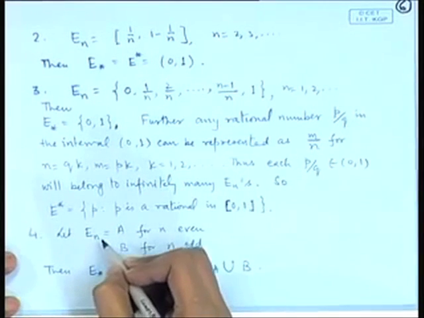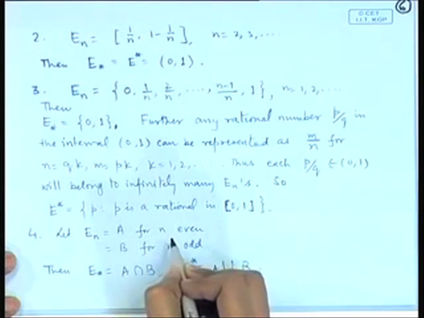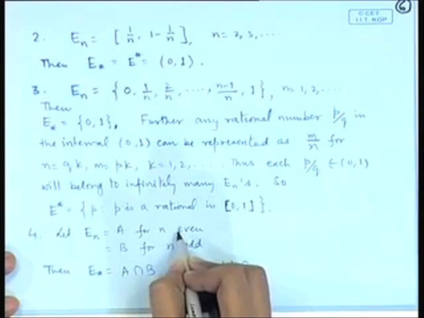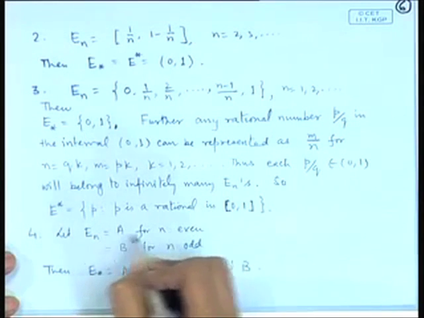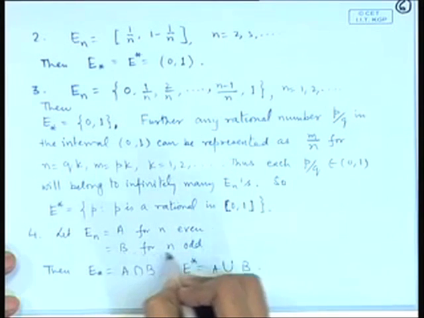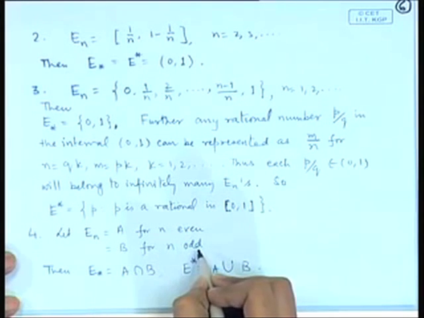Another example is where we consider the sequence split into two parts, such that for even ordered sets En is one particular set, say A, and it is equal to B for n odd.